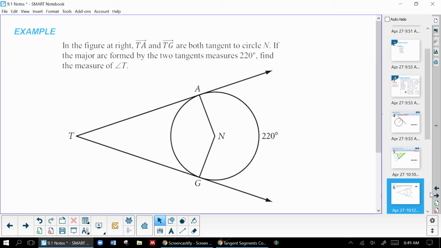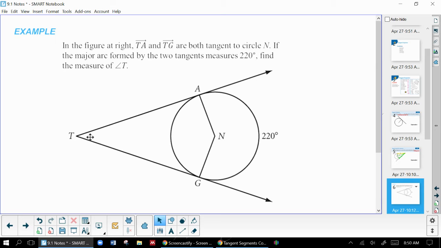So in the figure, you've got TA and TG are rays that are both tangent to circle N. A major arc is formed by the two tangents. This one right here is 220. And we're supposed to find the measure of angle T. Number one thing I'm going to suggest, especially if you are looking at this on a computer screen or in a book, is to draw this picture. On the test, you'll obviously have the picture right there for you to write on, but it's a good idea to draw that picture out.